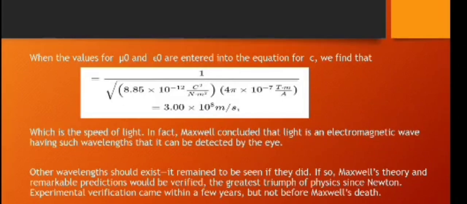So, ang value sa mu 0 is equal to 8.85 times 10 raised to the power of negative 12. Then, sa epsilon is 4 pi times 10 raised to the power of 7. So, if imo na siya calculate, ang answer niya is 3.00 times 10 raised to the power of 8 meter per second. So, mao ni siya ang speed of the light sa electromagnetic waves.